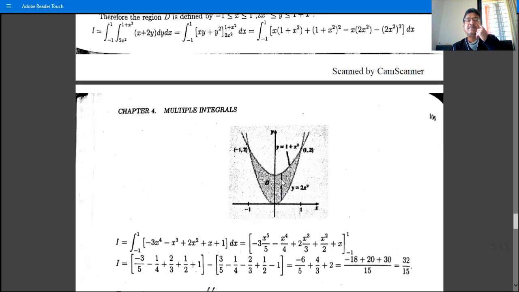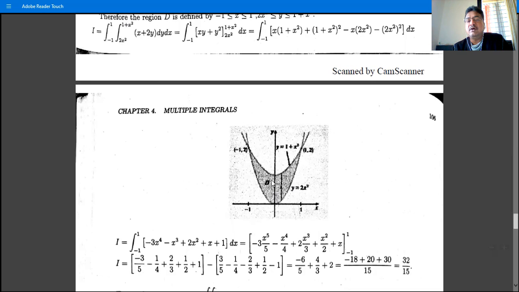And then take a strip parallel to the y-axis in order to integrate with respect to y first. And the limit of y is what? The lower limit is 2x square, because one end of this strip touches the curve y is equal to 2x square. And the other end touches the curve y is equal to 1 plus x square. So the upper limit is 1 plus x square.